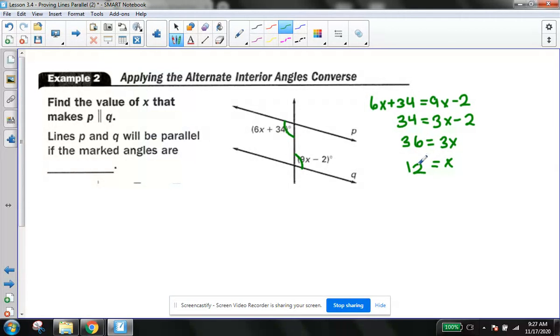So the value of x that's going to make these two lines parallel with one another is x = 12, because of the alternate interior angles converse. So lines P and Q will be parallel if the marked angles are congruent.